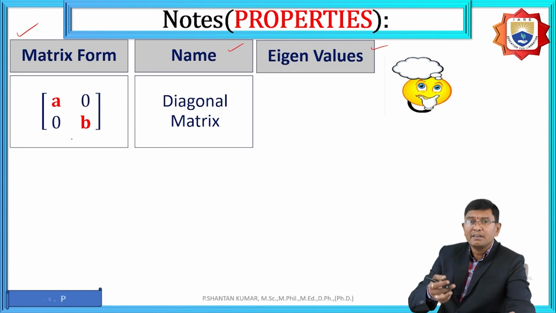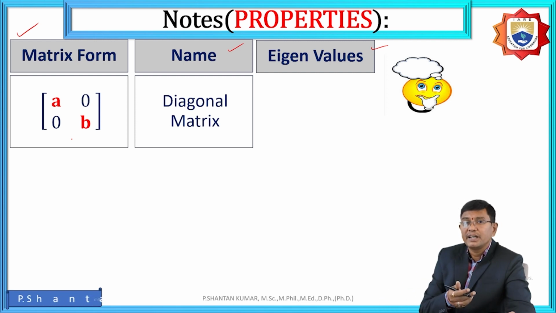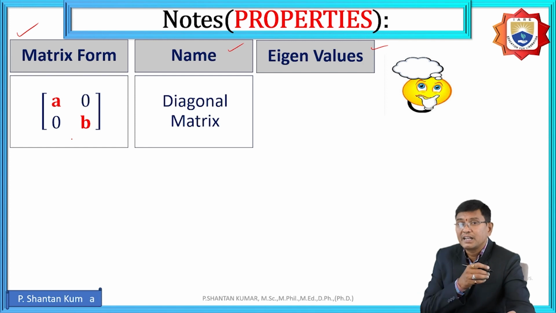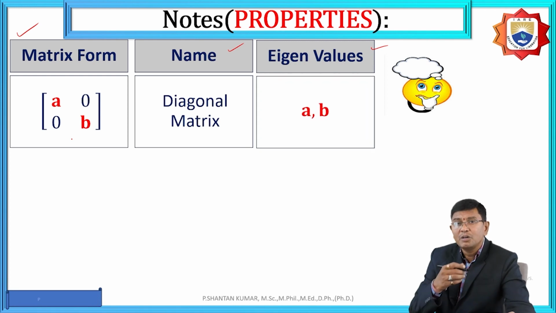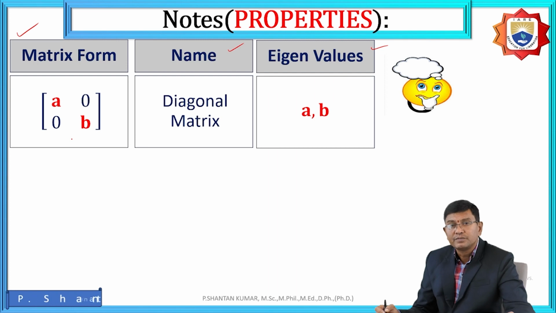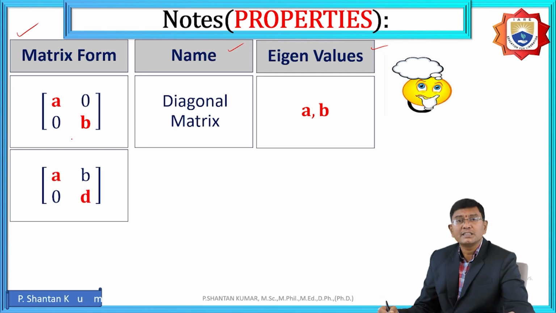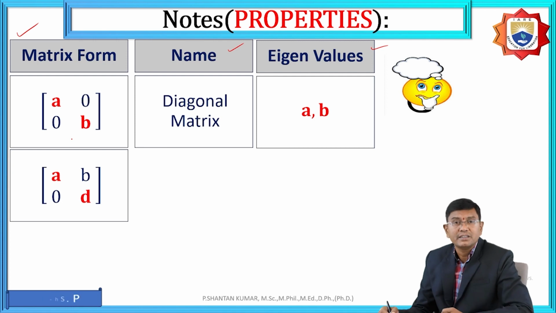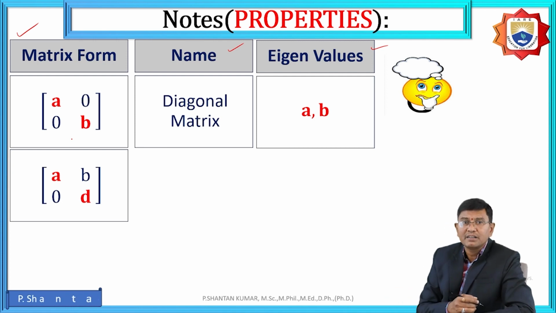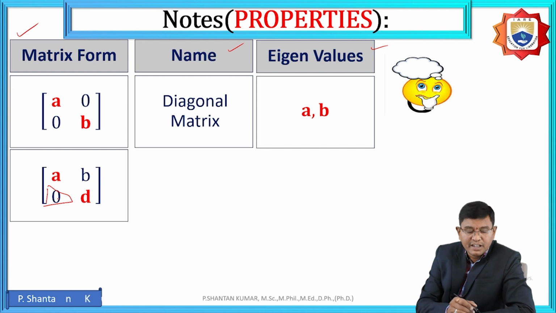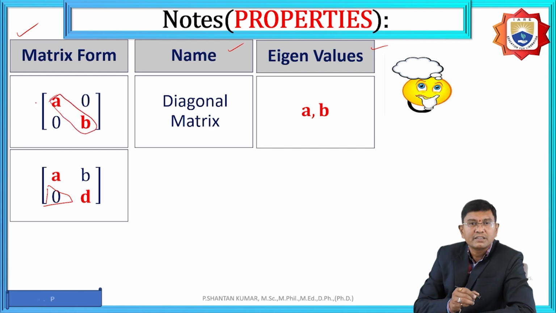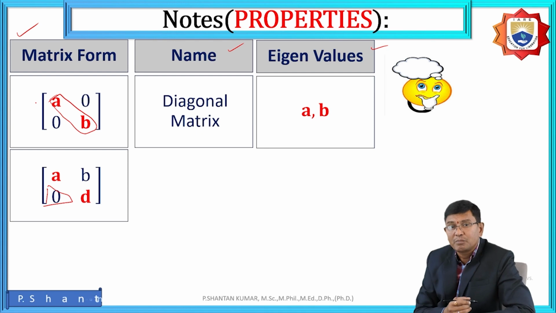Whenever the matrix is given as a diagonal matrix, based upon the property, the eigenvalues of the given matrix are the diagonal elements. Here the diagonal elements are clearly a, b. And further, the matrix with entries a, b, 0 and d is suitable as an upper triangular matrix, because the elements below the diagonal are 0. In the first case it is a diagonal matrix, and in this one it is an upper triangular matrix.